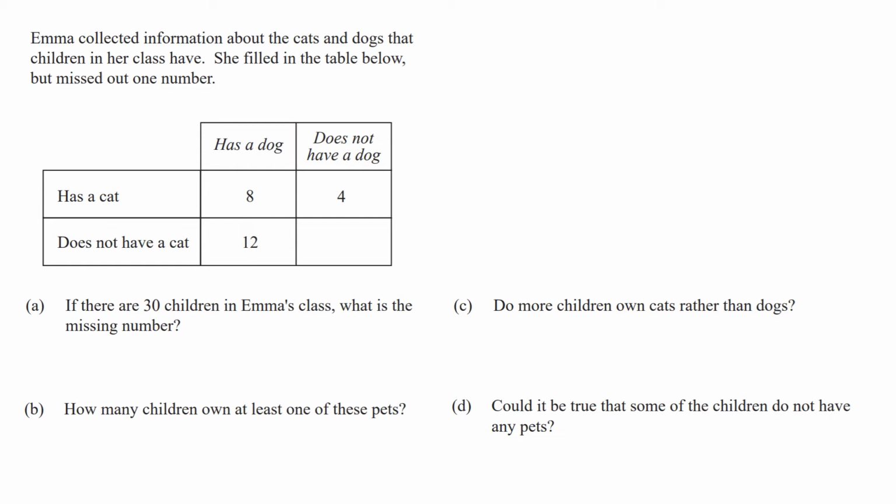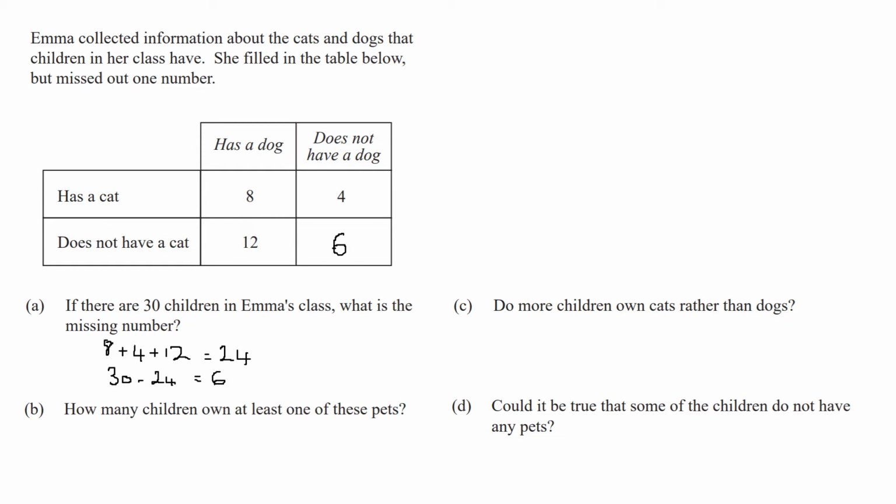So there are 30 children altogether, so we need to know how many children she's already put into the table. So we're going to add together the numbers in the table. We're going to do 8 add 4 add 12, and that will give us 24. And there are 30 children in her class altogether, so we need to find out how many are left. So 30 take away 24 is 6. So the missing number in the table is 6.